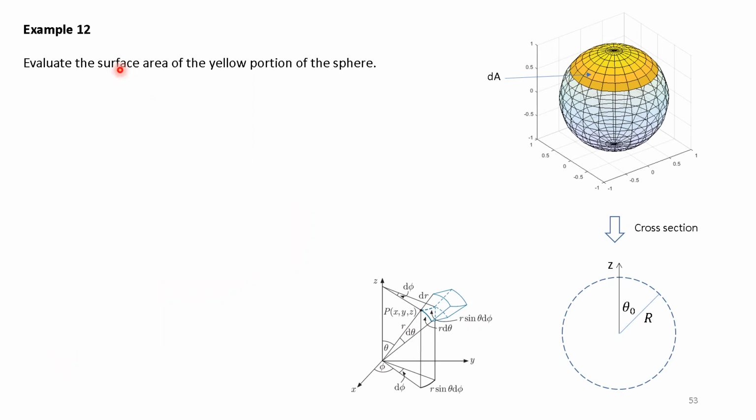Here is another example that you'll find useful even in the next chapter. This time we do not integrate over the volume, but do what we'll call a surface integral. I'll talk more about that later. Here, what I want to do is evaluate the surface area of this yellow portion of the sphere.